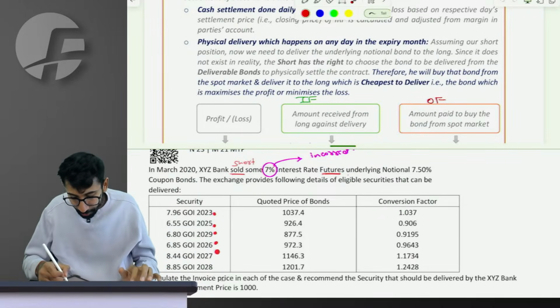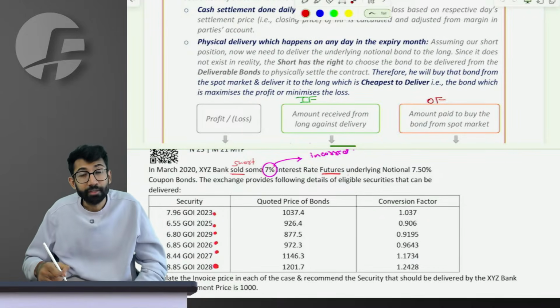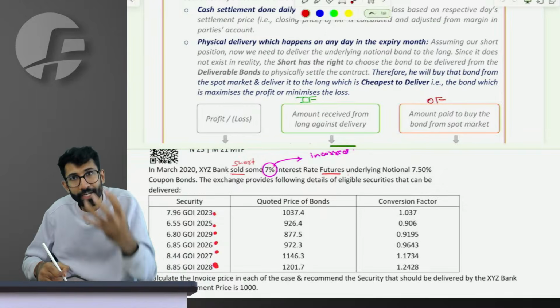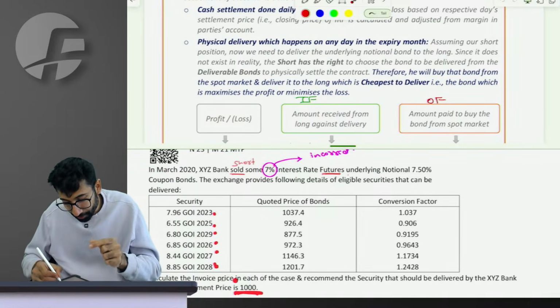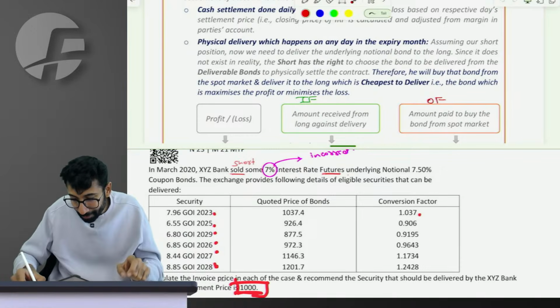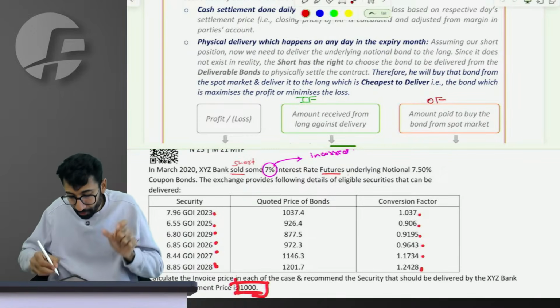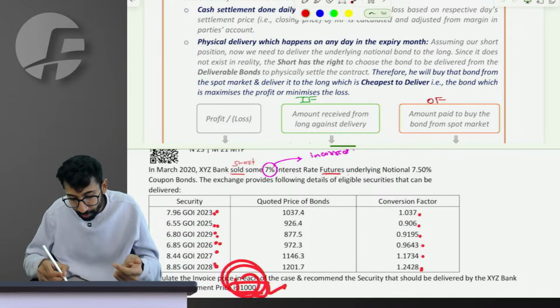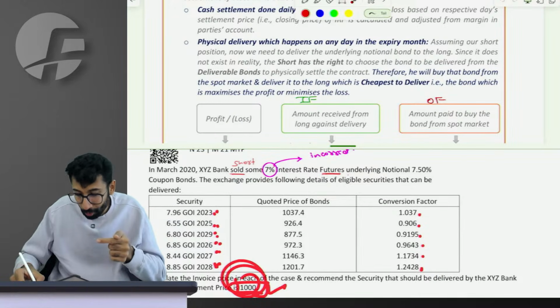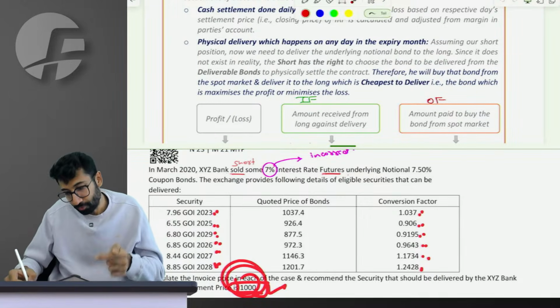Now if I deliver to you any of these deliverable bonds, then what happens? When I deliver the bond to you, you pay me a price. How much price will you pay me? The agreed price multiplied by the conversion factor. The agreed price for everyone is 1000, but depending upon which bond you deliver, the other party will pay you the amount after multiplying it with the conversion factor.